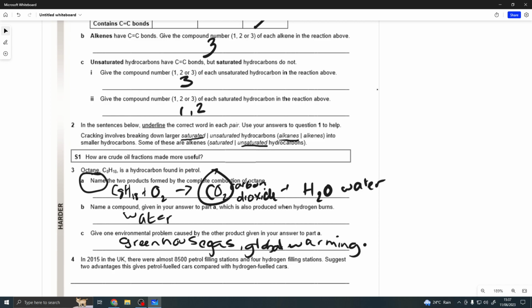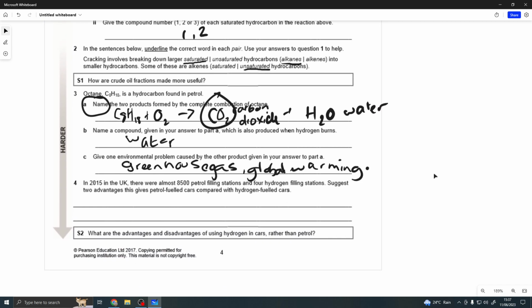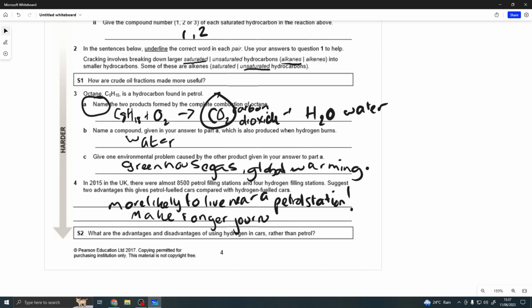Okay, and it says, in 2025 in the UK, there are almost 8,500 petrol stations, but 4 hydrogen stations. Give 2 advantages this gives to petrol-fueled cars. Well, you are more likely to live near a petrol station. And obviously you can make longer journeys as you have all kinds of places to stop to get your petrol.